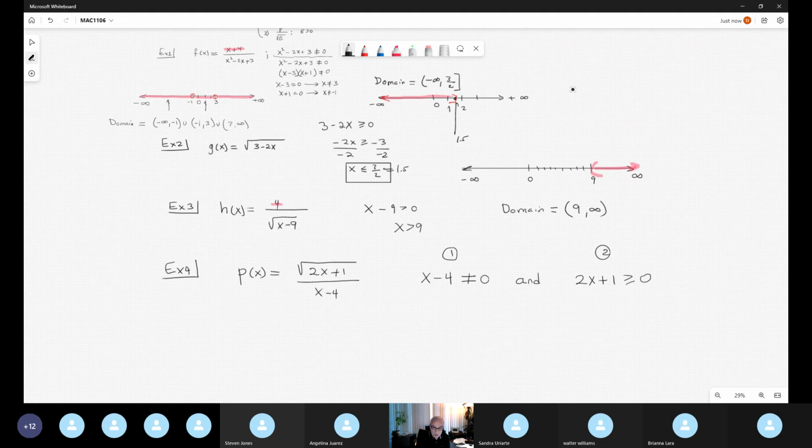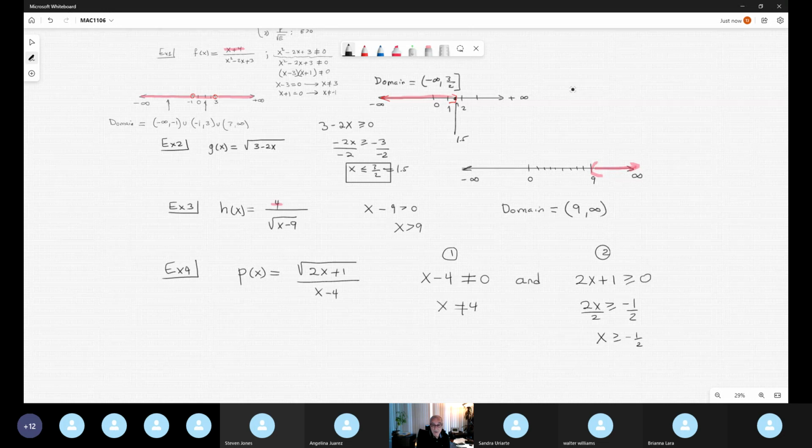Okay, no problem. Let's isolate. For example, the first one is x not equal to 4. That means at 4 we have a hole. And the second one is 2x greater than or equal to minus 1, divided by 2 on both sides. x is greater than or equal to negative 1/2.